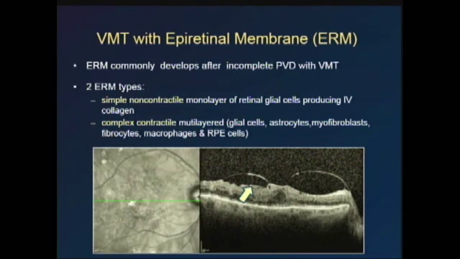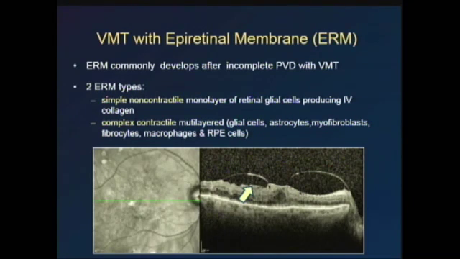So when you have a vitreomacular traction, what's going to happen is the glial cells here are going to start laying down basically collagen on the surface of the retina. And if this is a simple traction, all that's going to happen is that the glial cells are going to lay down the collagen right there, and this is not going to cause a lot of contraction, okay? Not a lot of distortion.